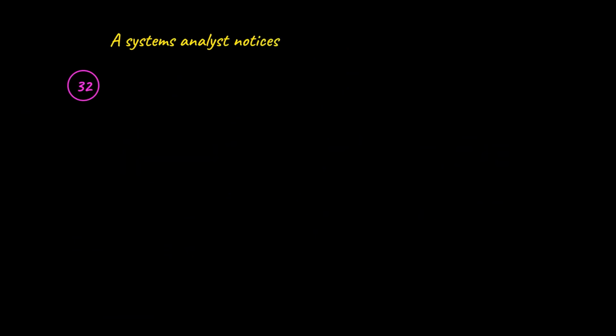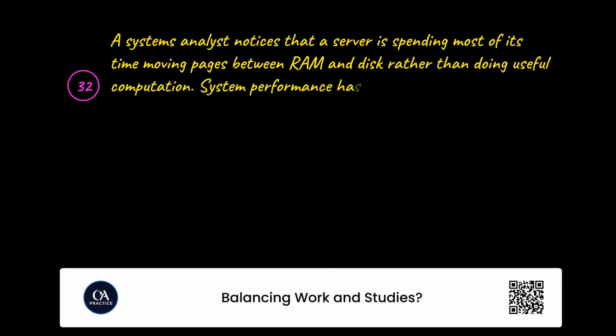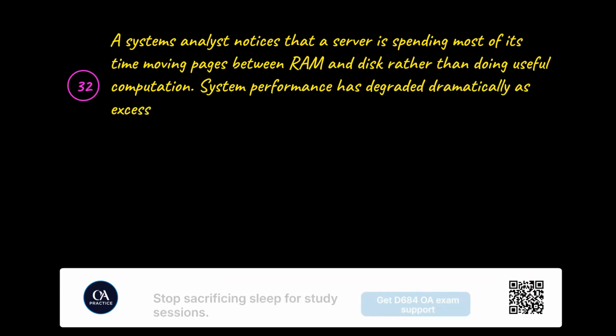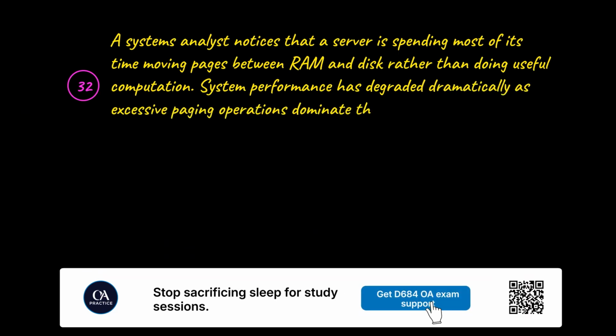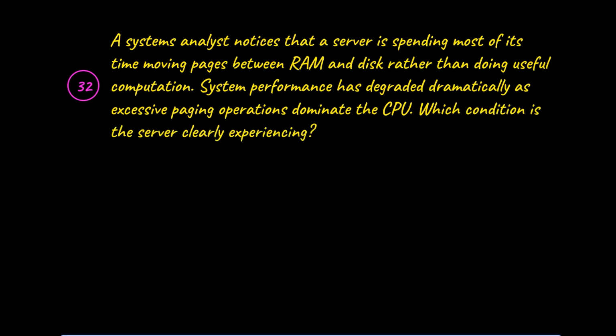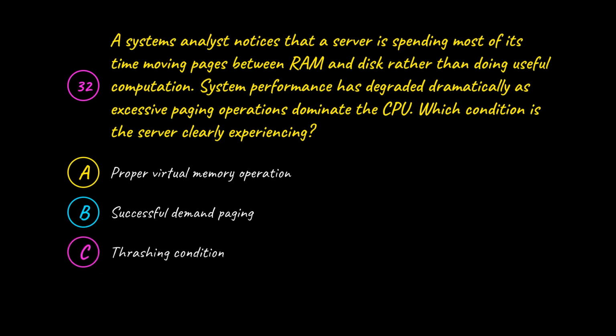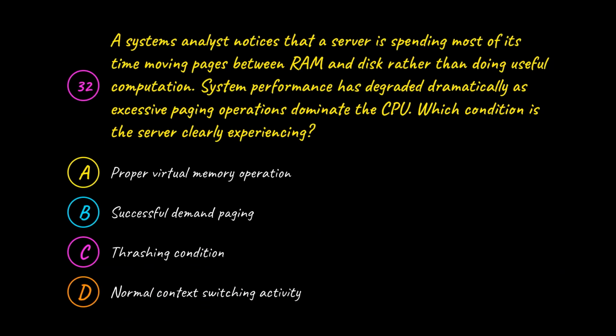Question 32. A systems analyst notices that a server is spending most of its time moving pages between RAM and disk rather than doing useful computation. System performance has degraded dramatically as excessive paging operations dominate the CPU. Which condition is the server clearly experiencing? Your options are A. Proper virtual memory operation, B. Successful demand paging, C. Thrashing condition, D. Normal context switching activity. Got a guess? Lock it in.